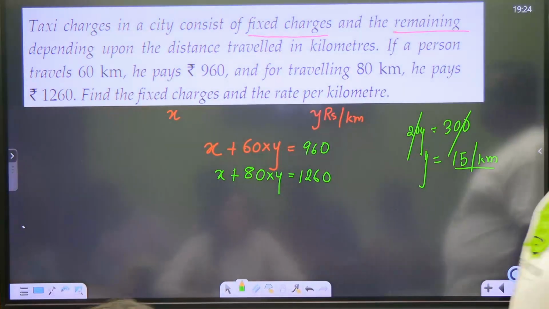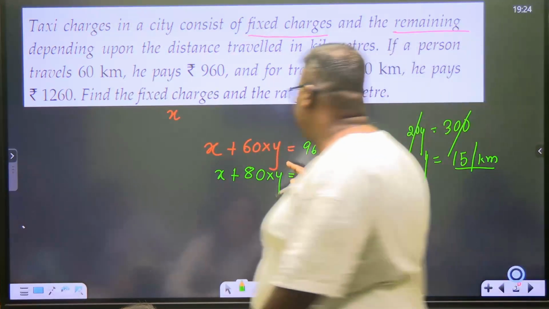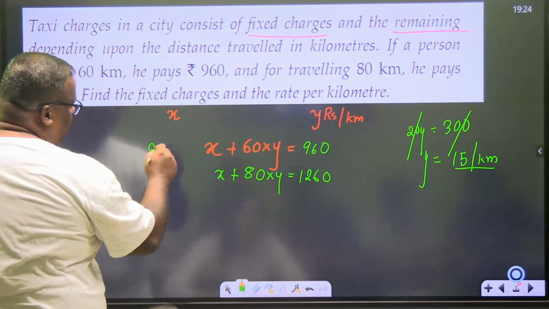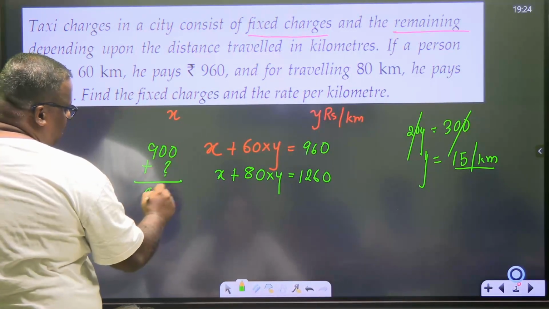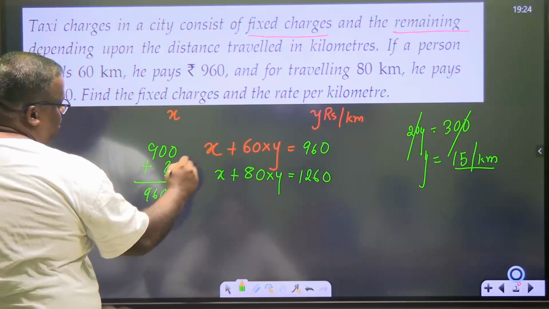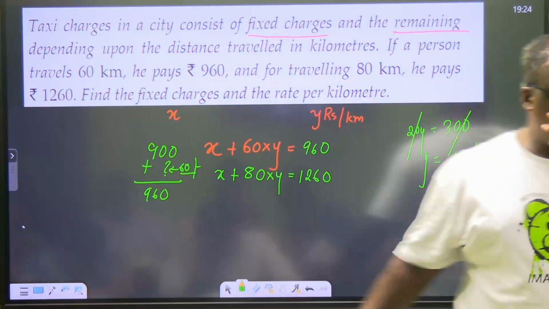And X is equal to how much? 60. Is that? Let's see here. 15 5 is 75. 15 6 is 90. Very good. 900 plus something should be 960. That means this has to be 60 rupees. So your flag down charges are 60 rupees and your per kilometer charges are how much?